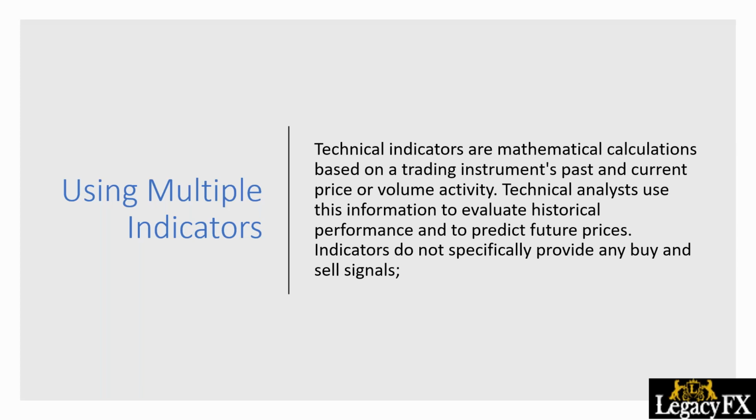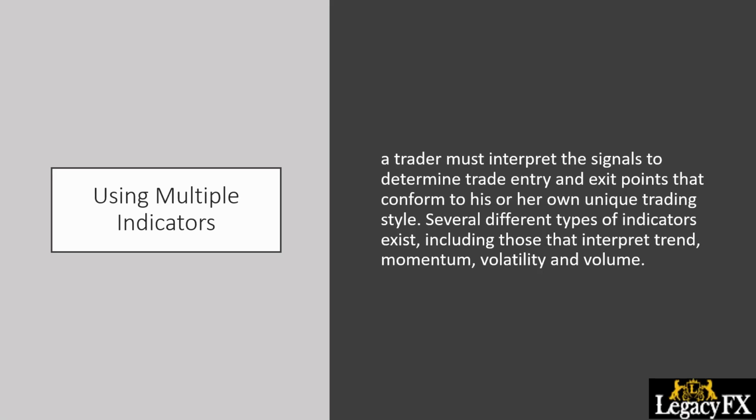Technical indicators are mathematical calculations based on a trading instrument's past and current price and volume. Technical analysts use this information to evaluate historical performance and to predict future prices. Indicators do not specifically provide any buy or sell signals. A trader must interpret the signals to determine trade entry and exit points that confirm his or her own unique trading style. Several different types of indicators exist, including those that interpret trend, momentum, volatility, and volume.